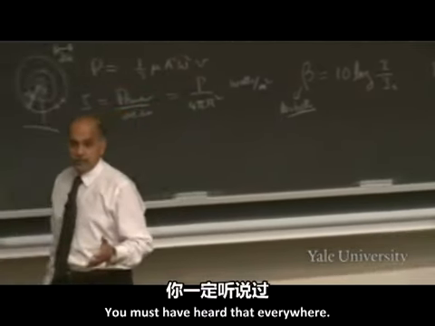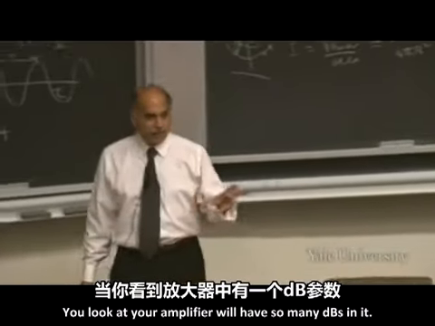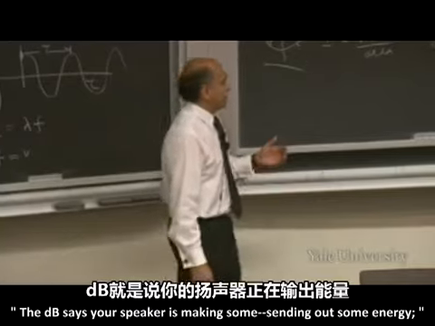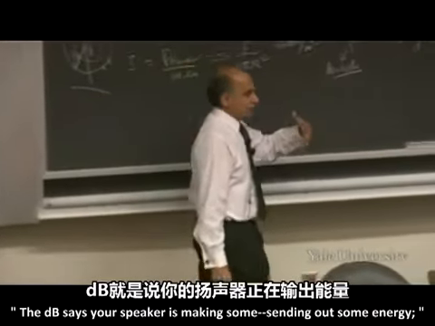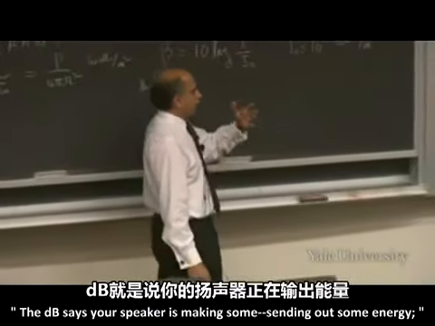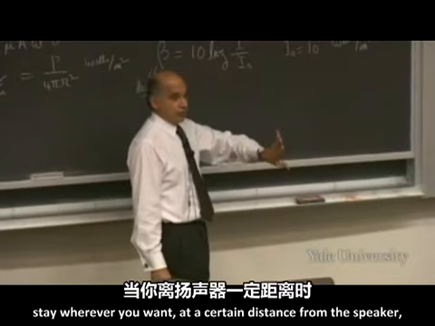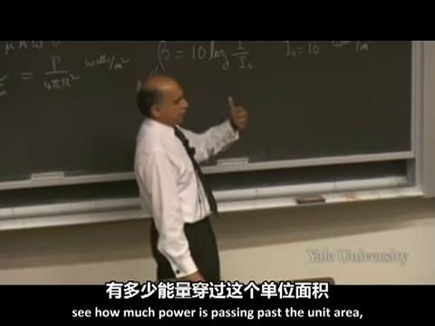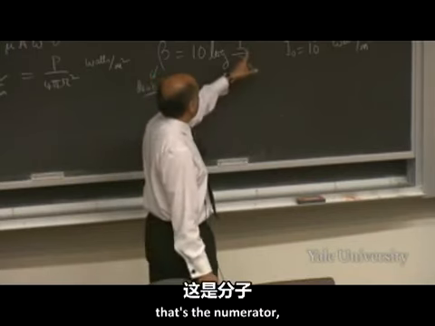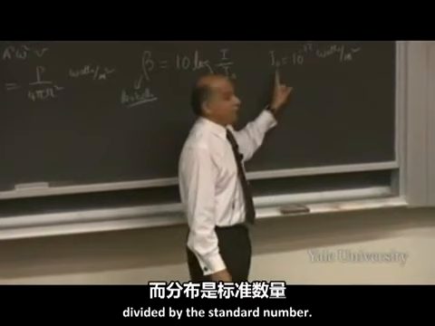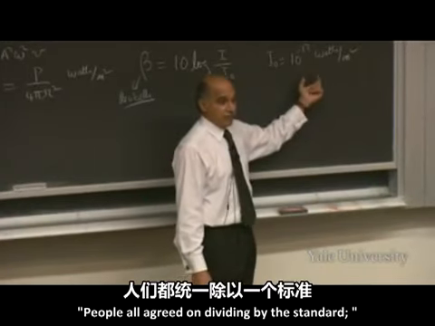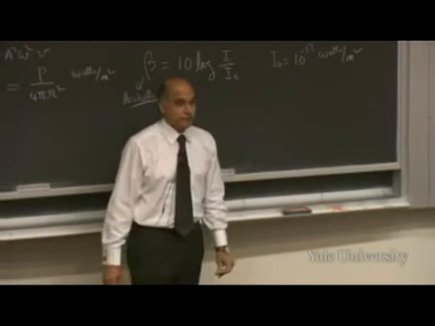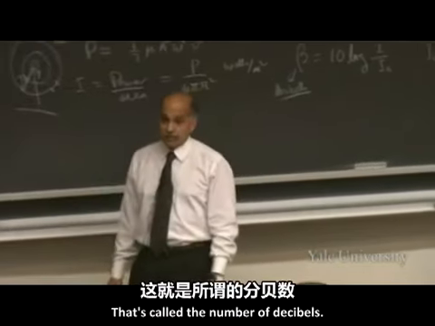You must have heard that everywhere. You look at even your amplifier, it will have so many dBs in it. So what's the dB talking about? The dB says your speaker is sending out some energy. Stay wherever you want at a certain distance from the speaker. See how much power is passing past a unit area. That's the numerator, divided by the standard number. People all agreed on dividing by the standard. Then take the logarithm of that to the base 10 and multiply by 10. That's called the number of decibels.